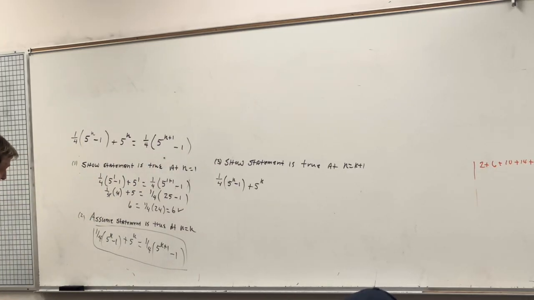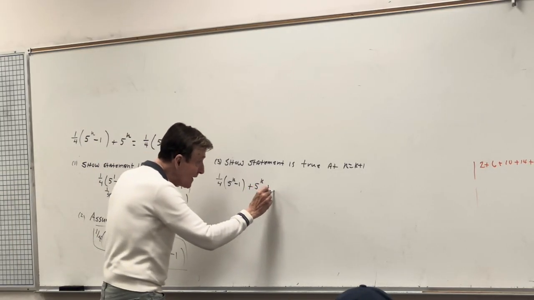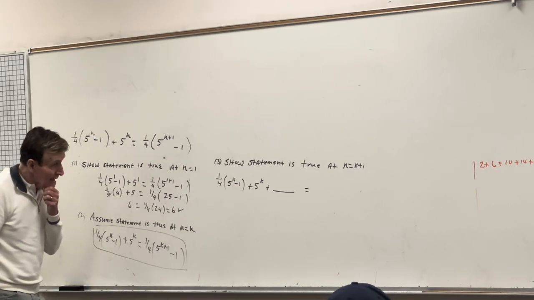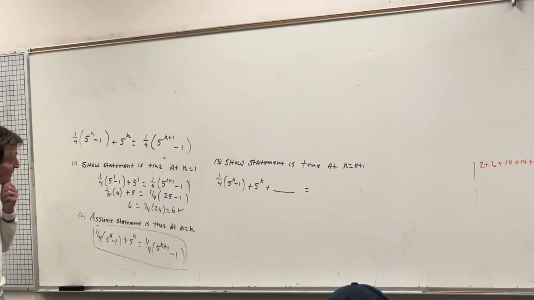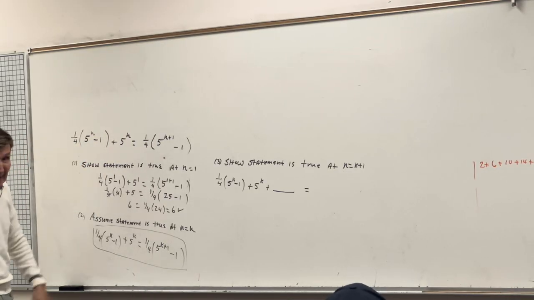Okay, I got that on the left. And now they're saying, please extend it. And I'll get the right hand side out of the way. Guys, I'm supposed to extend it to K plus 1. What would this look like at K plus 1?